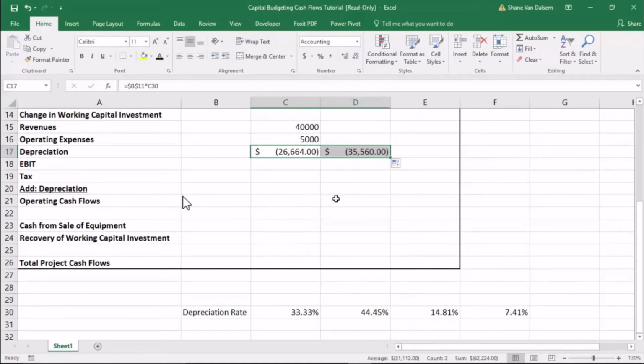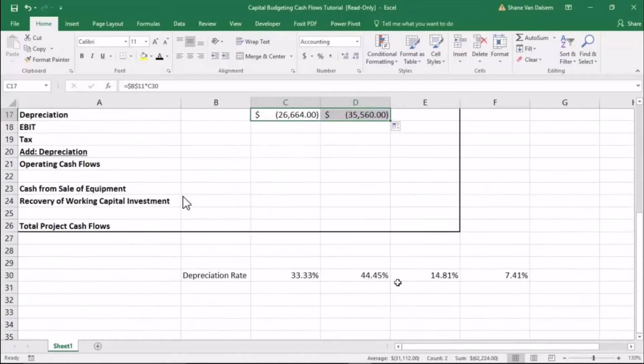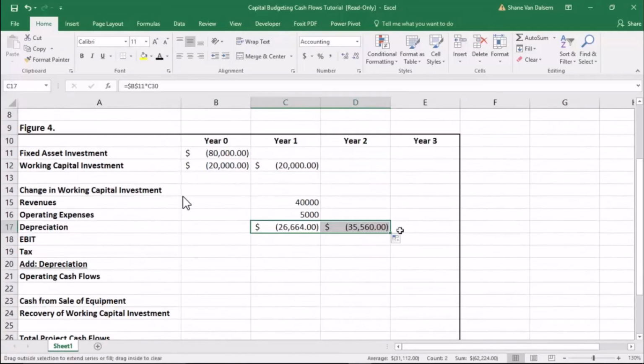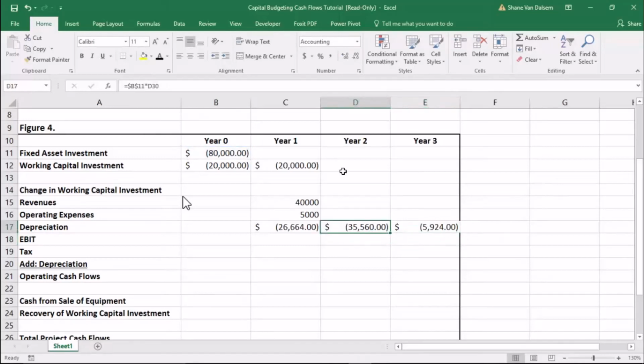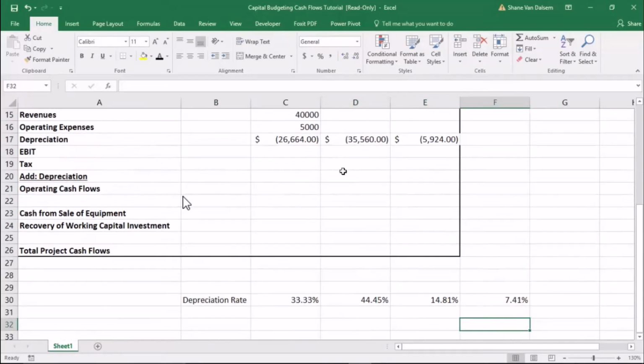And then for the second year, so that's the 80,000 multiplied by the 44.45. For the third year, because of the half-year convention, I need to multiply this by 0.5 because I'm only depreciating it for half a year. If we went out to year 4, to the end of the life of the asset for depreciation reasons, we wouldn't multiply it by 0.5 because the schedule is already taking that into account.